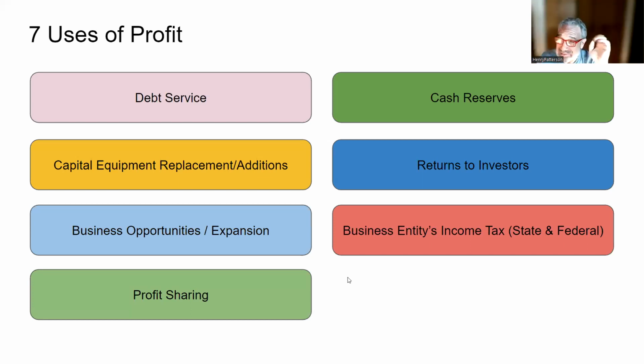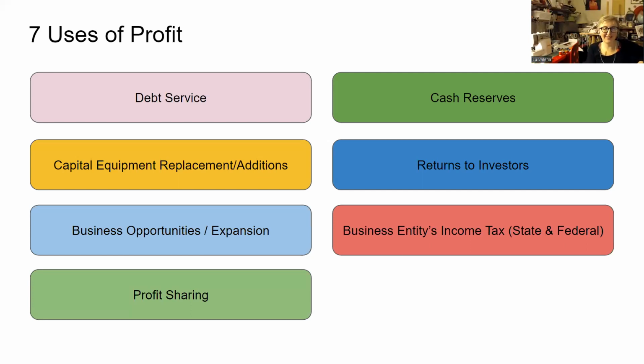But I want you all to notice that one thing that is not listed under the 7 uses of profit is creating a giant bathtub full of cash, a la Scrooge McDuck. I think that's what people think the profit is. It's like a bathtub of gold coins that you can swim around in.